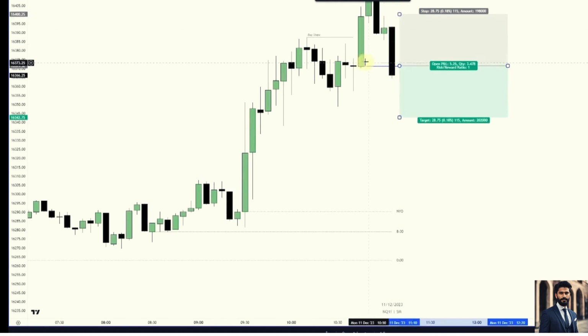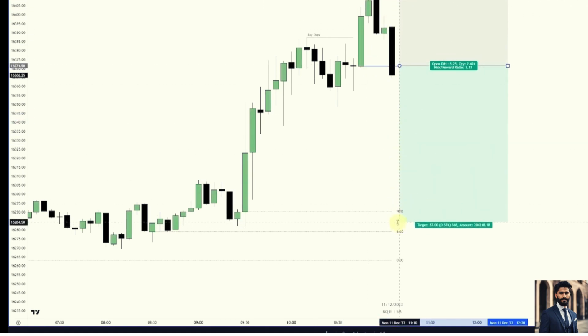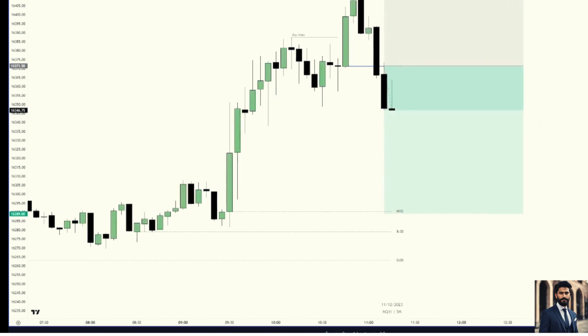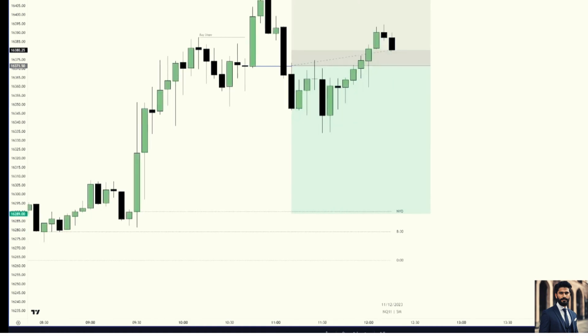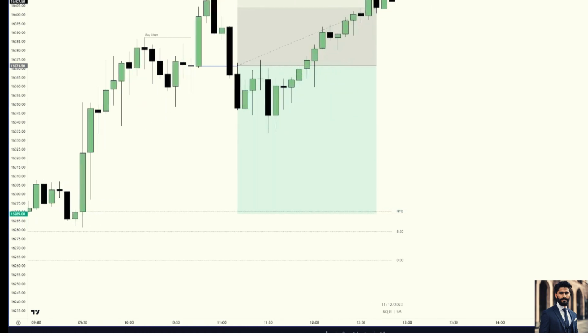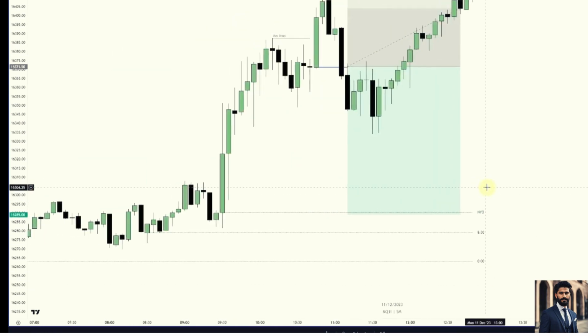So looking to enter on a retest of the order block, my stop on this high, and looking for 2R. Let's see how this works out. So here we get tagged in. And there we get stopped out. So now why did we get stopped out?